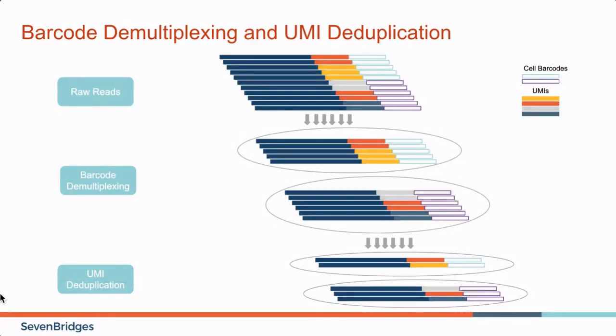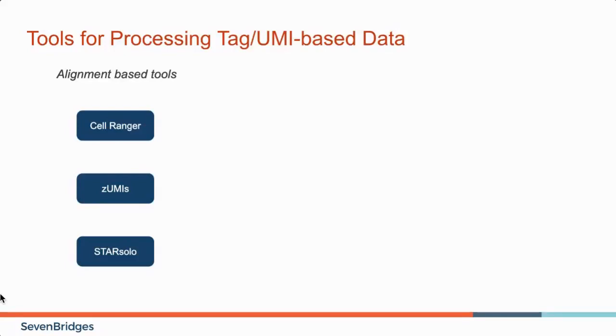One of the main challenges with analyzing this type of data is dealing with sequencing errors present in barcode and UMI sequences, and different single-cell tools for processing this kind of data have different approaches that can be used for processing UMI-based single-cell protocols. And tools are separated into two groups based on the alignment approach they use. So on the left are the alignment-based tools such as CellRanger, Zoomis, and StarSolo that use splice-aware algorithms for aligning reads to the reference that is already implemented in the STAR aligner.